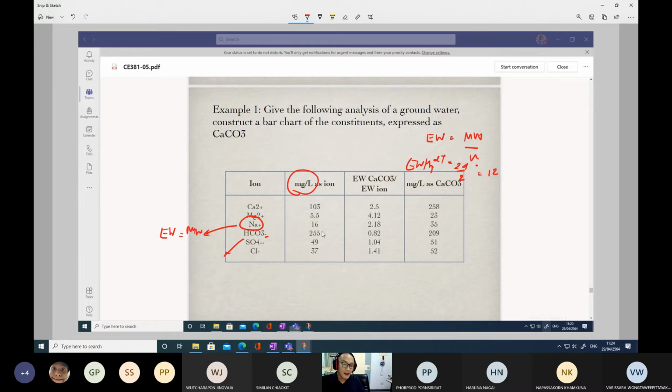If you want to compare, we have to convert them into the same unit in terms of milligrams per liter as calcium carbonate. I think I usually explain this once when we do the labs before the midterm exams, but we did not do it in terms of the equivalent weight. We have done it in terms of the molecular weight. This one is equivalent weight.